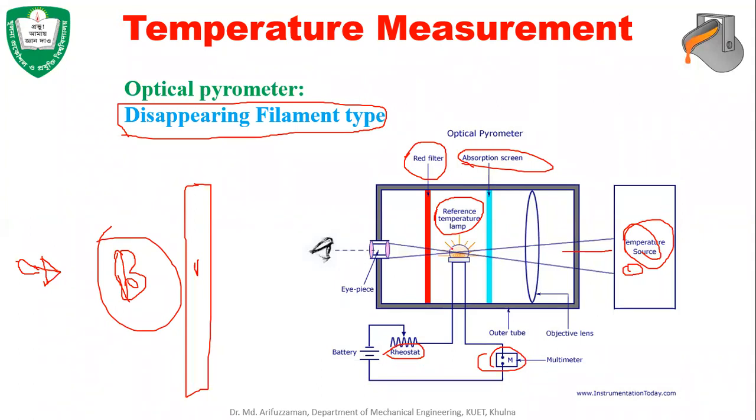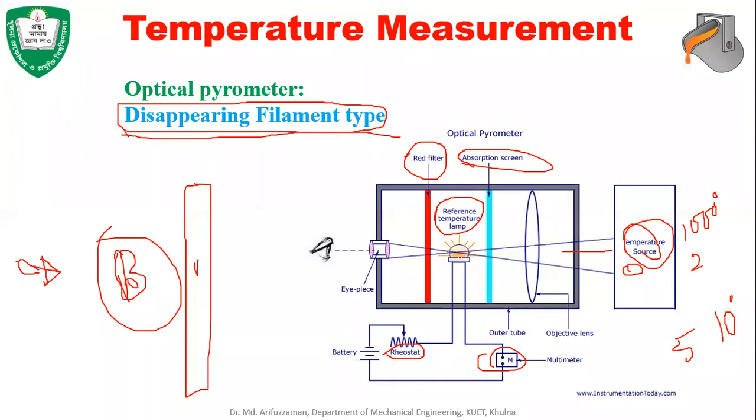In that time, when this bulb disappears, let's say the temperature was 1000 degrees Celsius, the voltage you got is, let's say, 5 volt. Okay, at 2000 degrees you get 10 volt. You adjust this one, okay, and you get 10 volt, and then you use the calibration in here. So that is why this one is called disappearing filament type.